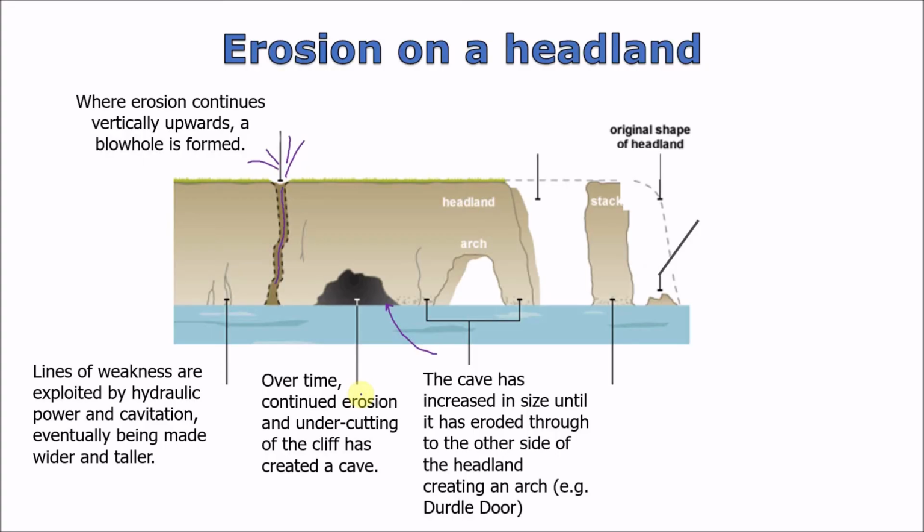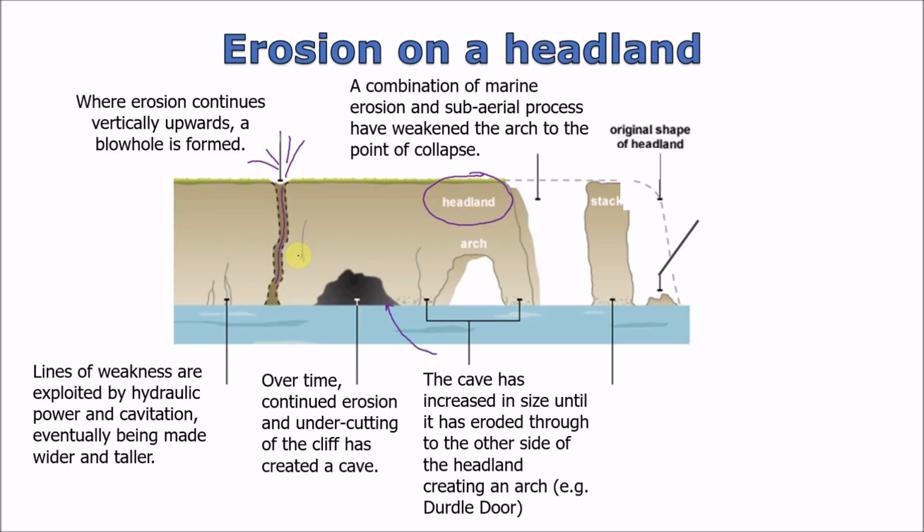Now, just like with cliffs and wave-cut platforms, we shouldn't overlook the role of sub-aerial weathering processes. So the top of that arch is going to be weakened through a number of processes, maybe freeze-thaw weathering or carbonation, until eventually the roof of the arch can't be supported anymore. It's not able to withstand the weight, and a combination of all those processes is going to weaken it to the point where it collapses. What that will do is leave behind a stack, or a tall isolated column of rock gets left behind. That's what a stack is.